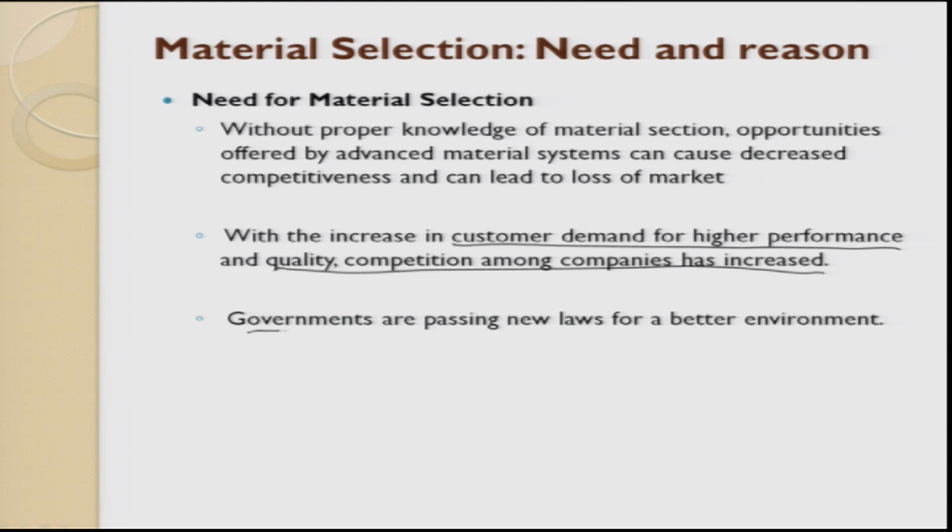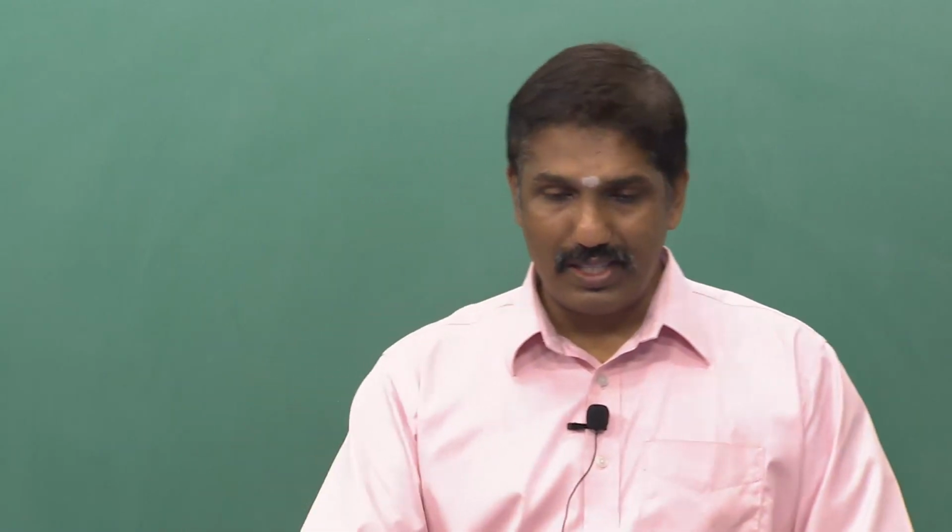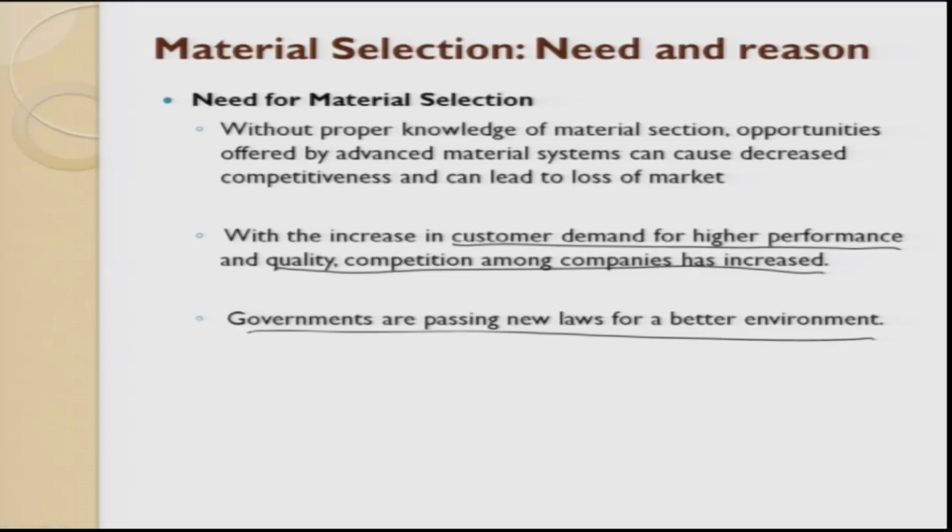And today the government norms have also become very stringent. They are now talking about a green earth. So the material which is being chosen for making a product, what the government norms are pushing very hard, is that it should have minimum carbon footprint, it should be biodegradable, or it should be recyclable. So these things put a huge demand on the designer to make a proper material selection to achieve the product.